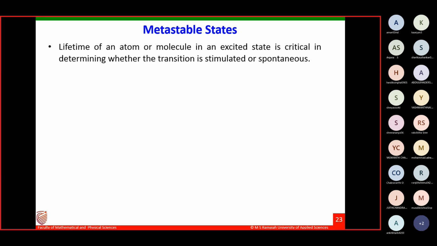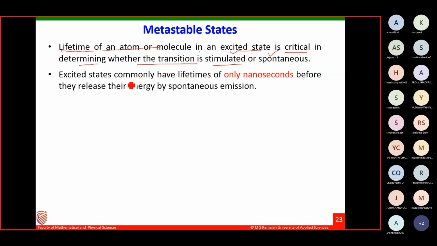Now, let's try to understand what we mean by metastable state. The lifetime of an atom or a molecule in the excited state is crucial in determining whether the transition is undergoing stimulated emission or spontaneous emission. Please remember that this is the lifetime of an atom. Usually, in this energy level diagram, the excited atoms commonly have lifetimes of only nanoseconds. The moment atoms go from the lower energy level to the higher energy level, within a fraction of a second, around 10 to the power of minus 9 seconds, these atoms start jumping back to the lower energy level, which we call spontaneous emission.